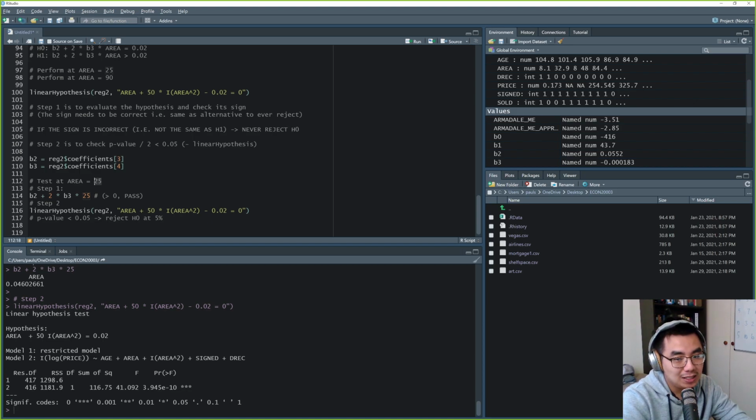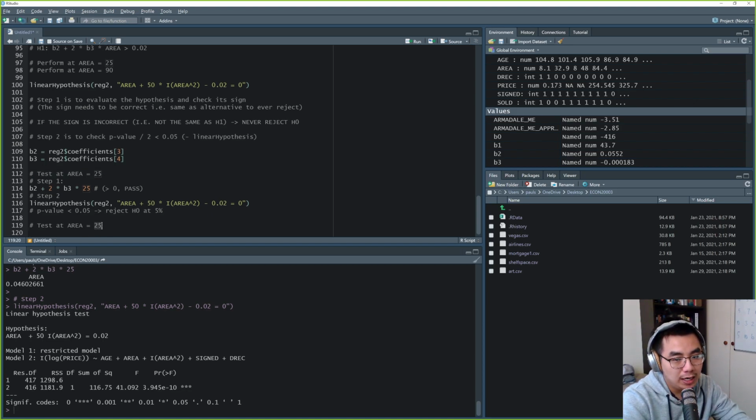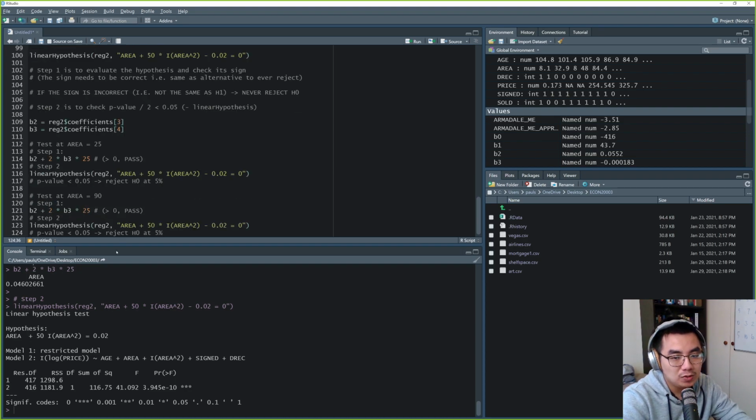Now, if you were to do the test that area is equal to 90, let me show you how that works. Again, you have to do step 1 and step 2. So let me do this here. Step 1, I won't know the result yet, so let me delete this result here. Step 1 is rather than having 25 here, this will be 90. And then again in step 2, rather than having 50 here, this will be 180.